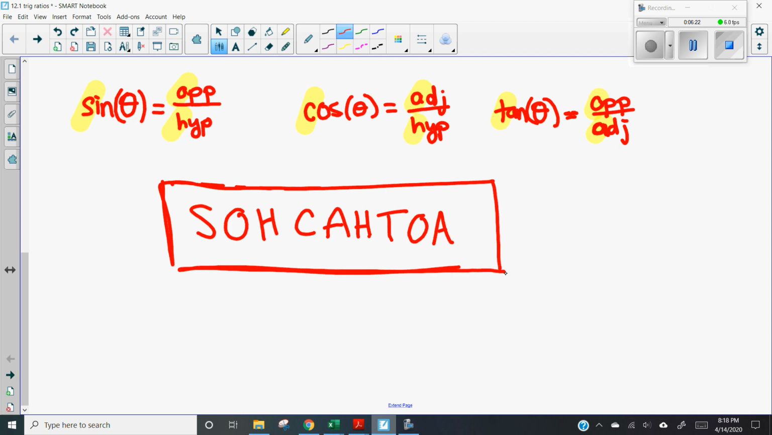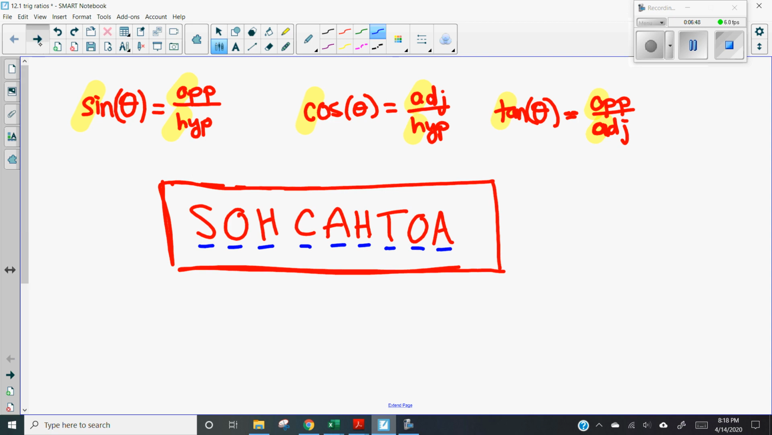That funny little word we make up is to help us remember what those ratios look like, which trig function is which. So as you're going through this, sine is opposite over hypotenuse. Cosine is adjacent over hypotenuse. You do have to make sure you can spell that correctly. And then tangent is opposite over adjacent. So that will help us set up these trig functions.